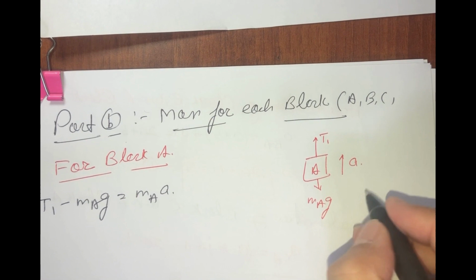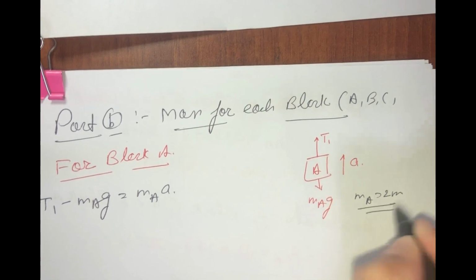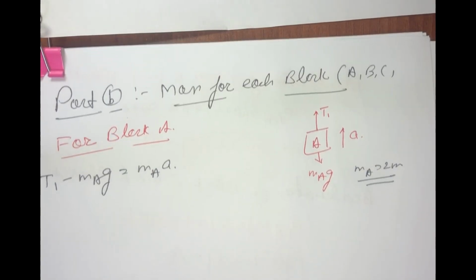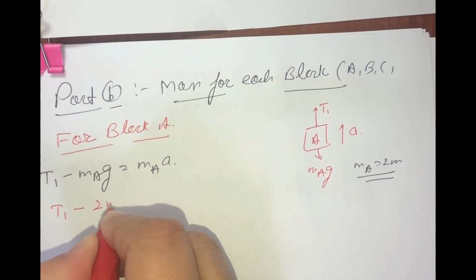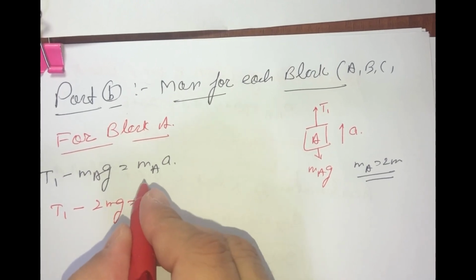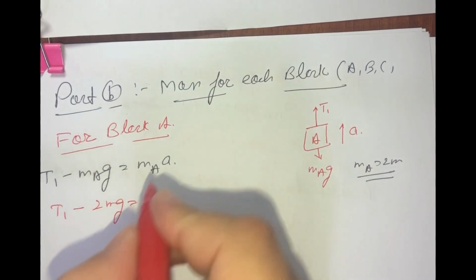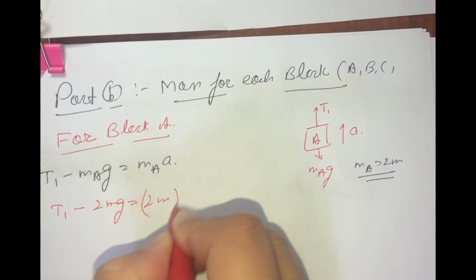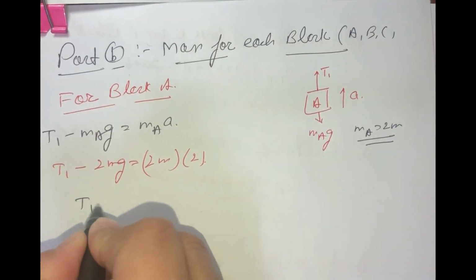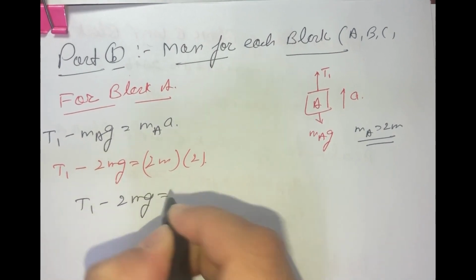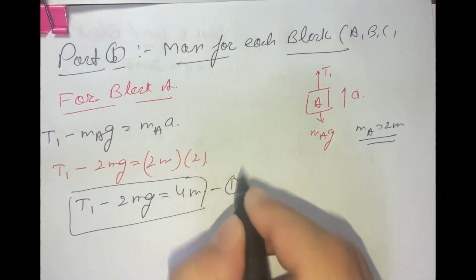In this case, the mass is given as 2m. So mA is equal to 2m. So we get the equation as T1 minus 2mg is equal to, and the value of acceleration we found out, a, was 2. So this will be 2m multiplied by 2. So we get this equation as T1 minus 2mg is equal to 4m. Let this be equation number 1.